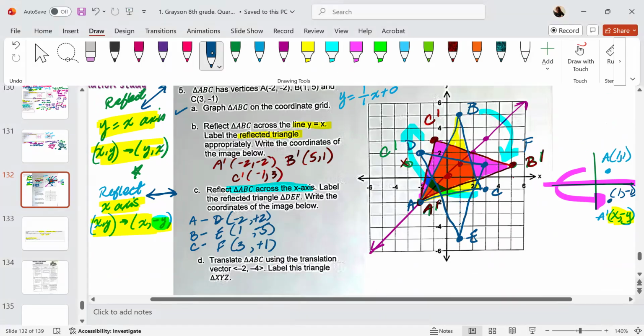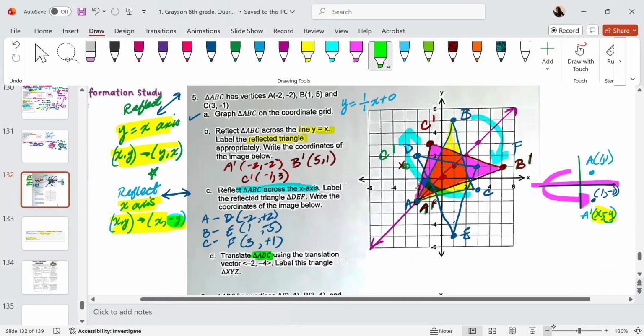Okay, D, go ahead. Remember the ABC using the translation vector -2, -4. You have to be careful because you're still translating ABC. So make sure you don't go over to DEF or A prime, B prime, C prime. We're still using these original coordinates, right? So tell me, what do I do to those ABC coordinates? I moved all of them left -2 and down -4.